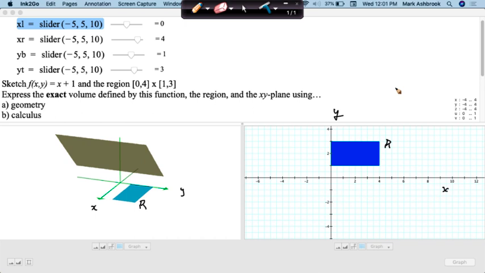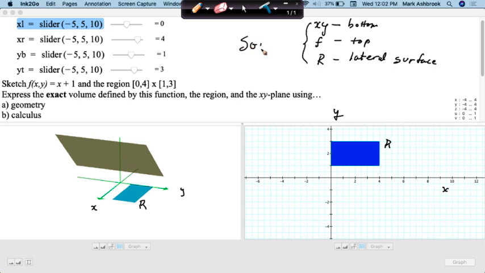Okay, so this region defines a solid laterally, and then the function gives us the top of it, and the xy plane the bottom. So the xy plane is the bottom. The function f is the top, and R defines the lateral surface. And that gives us a solid.